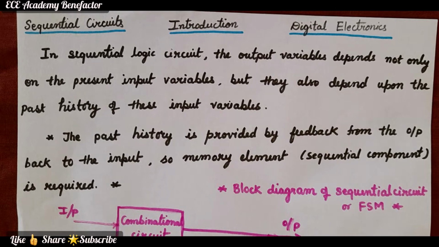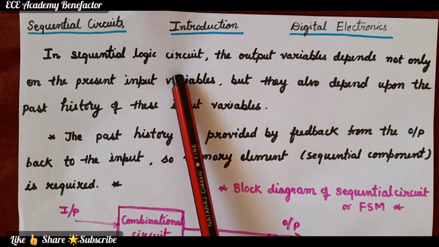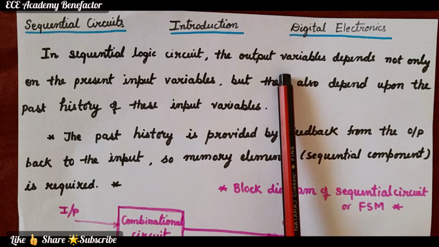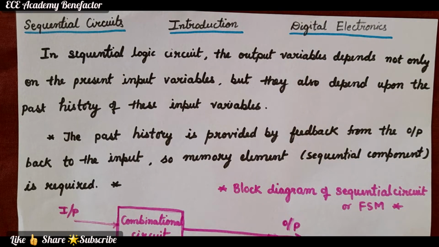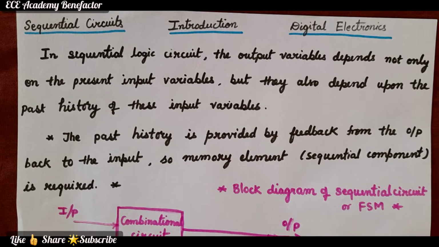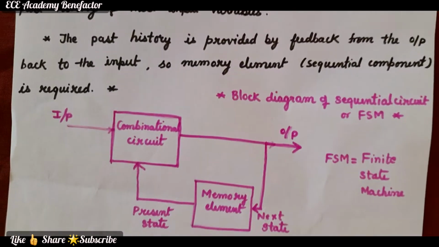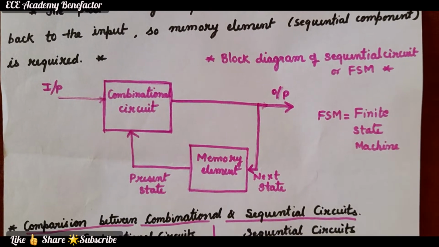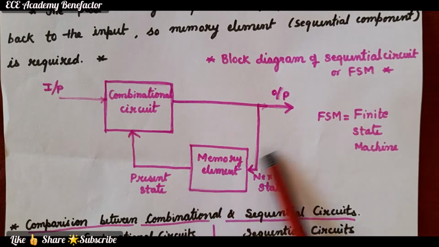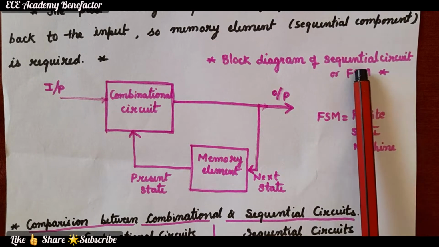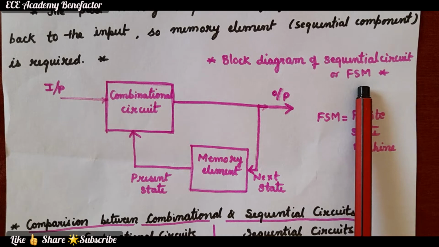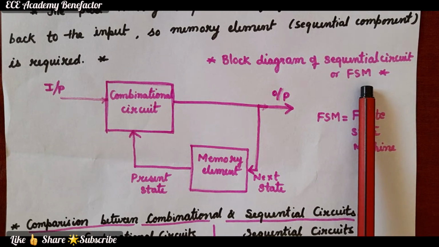Let us start with the definition of a sequential logic circuit. In a sequential logic circuit, the output variables depend not only on the present input variables, but they also depend upon the past history of the input variables. It will be more clear if you look at this block diagram. So, this is the block diagram of a sequential logic circuit. The other name of sequential circuit is FSM, finite state machine.